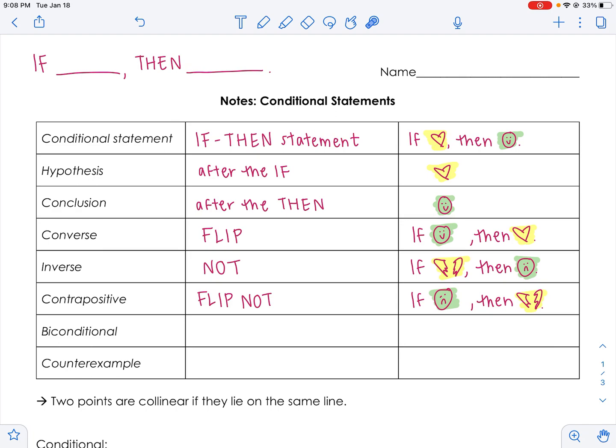So those are our 4 main statements, but remember that they all go back to the conditional statement and they all have the words if and then. Now, what we do is we look at the validity of those statements, and then that's part of math, that's part of geometry, is figuring out, are they true, are they false? Can you give me an example why?